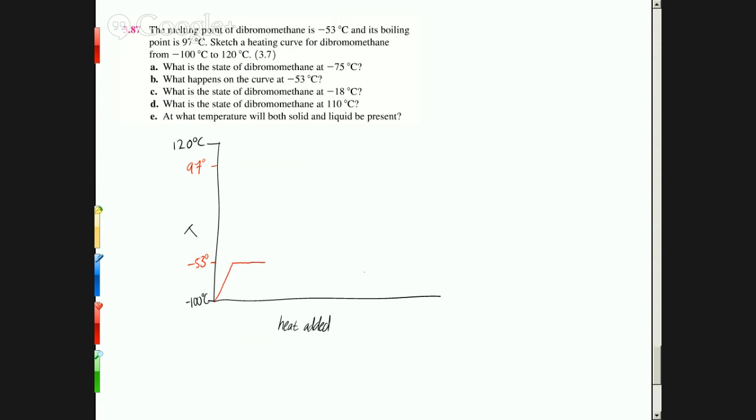Now how long these lines are or how steep they are, that we don't know. That's other information that we don't have. So what's important is that it flattens out at each of these points. How long you let it go straight, we don't know. We'll have to figure that out by looking at something else. So now we've got our heating curve and we have a sense of what things are doing at each phase.